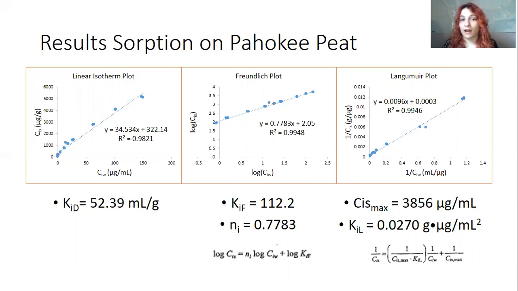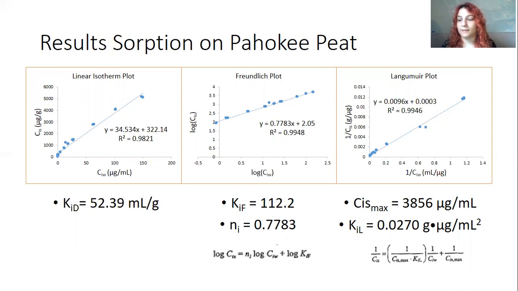The Freundlich plot gives us the Freundlich constant of 112.2 and a Freundlich exponent of 0.77. So that is below 1. And basically what that means is that we have a concave down curve, which you can see from the linear isotherm plot. And it means that we're slowly getting weaker and weaker free energy from these sorption interactions. So it's essentially like less tightly bound.